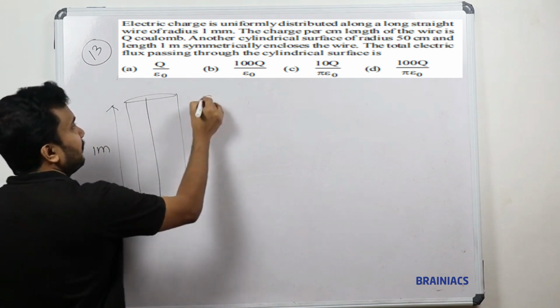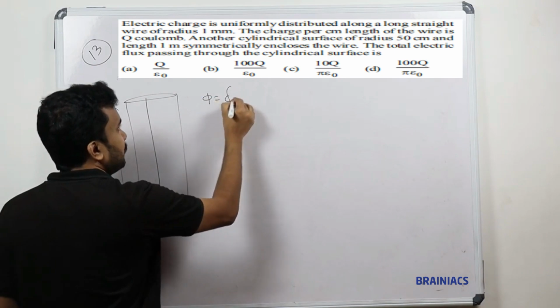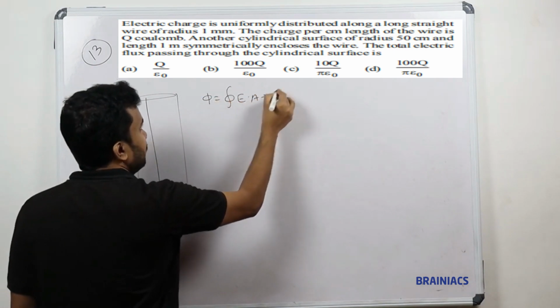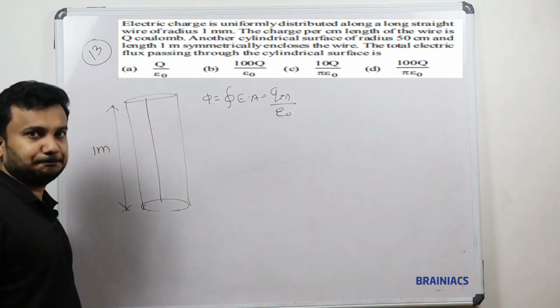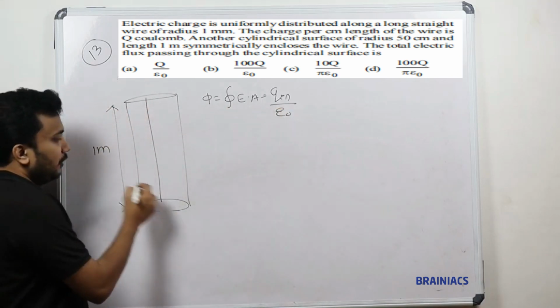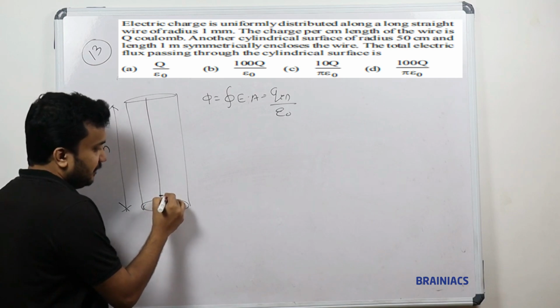We need to find out the flux. Flux will be equal to what? Closed integral E dot A, which is equal to Q enclosed divided by epsilon 0. That's a concept. Okay. So for 1 centimeter, the charge is q coulomb.